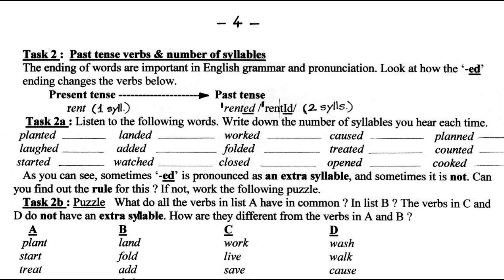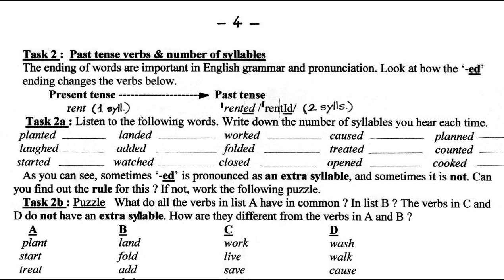Next. Folded. How many syllables? Yes, 2 syllables. Folded. Great. Next. Treated. We have 2 syllables, tree and ted. Good. Counted. Again, here we have 2 syllables. We have count and we have tid. Good.